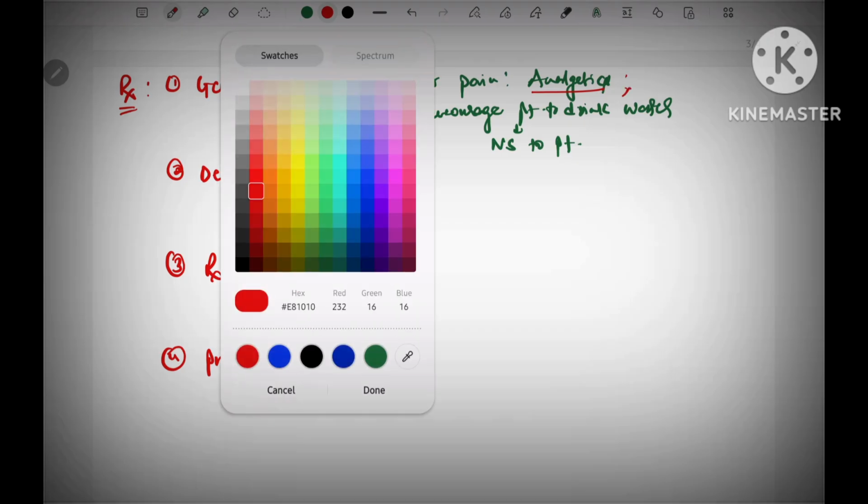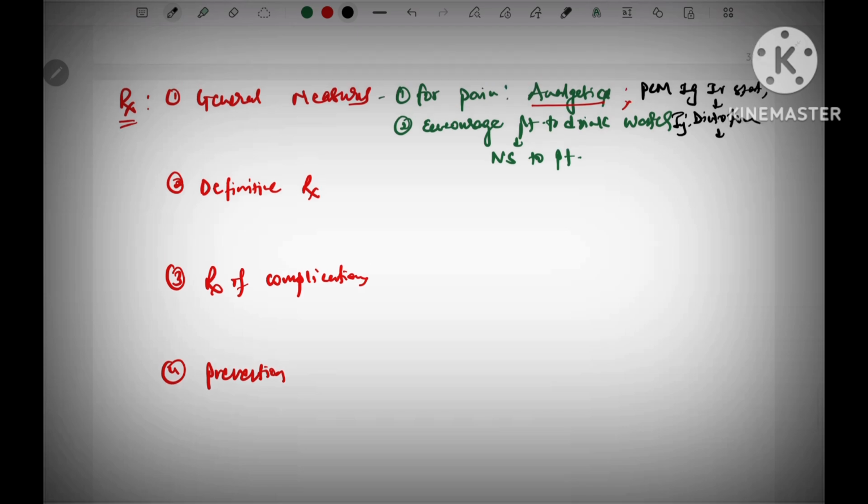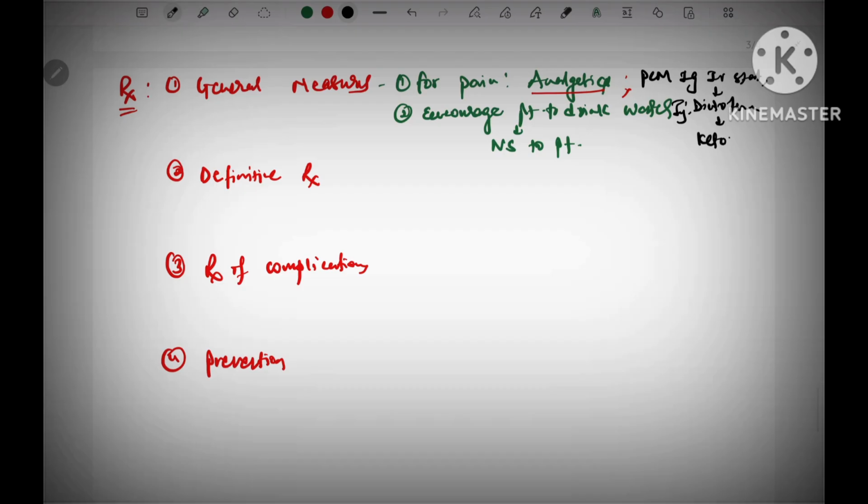Now what type of analgesics can we give the patient? Like PCM, 1 gram IV stat. If the patient's pain is not subsiding with PCM, we can give injection diclofenac. If the patient is still not responding to diclofenac, then we can also give ketorolac. If not, we can give opioids like tramadol, tramadol 100. So in this way the pain management can be done.